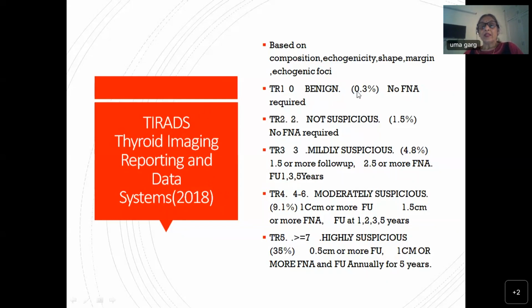So TR1 is benign, nothing required. If it is TR2, the score is 2, no FNA is required. If it is TR3, the score is 3, mildly suspicious, you can keep the patient on follow-up. If it is TR4, the score is 4 to 6, moderately suspicious, if the nodule is 1 centimeter or more, follow-up. If it is 1.5 centimeters or more, FNA is done, and regular follow-ups are done. In TR5, the score is more than 7, highly suspicious, FNAC can be done, or if follow-up is done, very intensive follow-up is done.